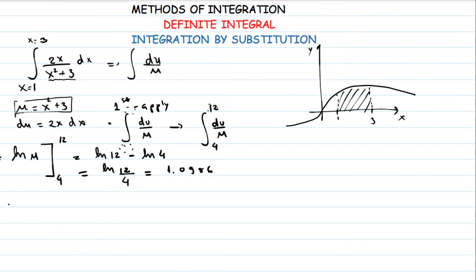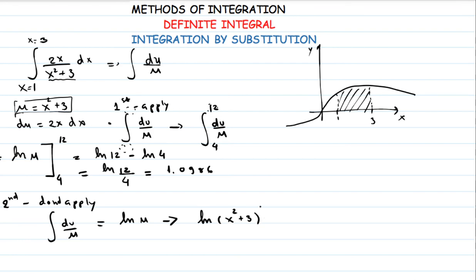Now let us say we don't want to apply this. Second case, we don't apply the limits. From this point we already have du divided by u. So we don't apply the limits, so this is going to give us natural log of u. Fine, and we pass it to natural log of what is u? U is x squared plus 3, and our limits here are going to be in terms of x. They're going to be 1 and 3.